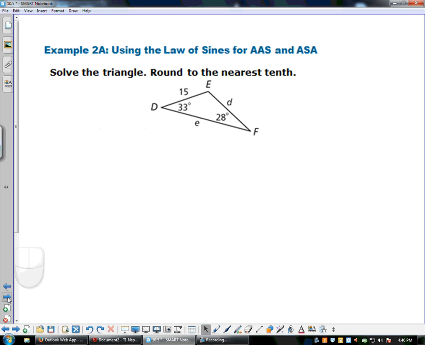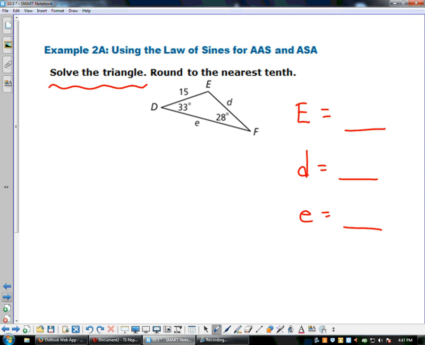So here we are finding the missing pieces. When they say solve the triangle, that means find the missing pieces. So we need to find the measure of angle E, I'll just use capital E, and then we want to find the missing side lengths of side D and side E. So let's start with finding the missing angle first.